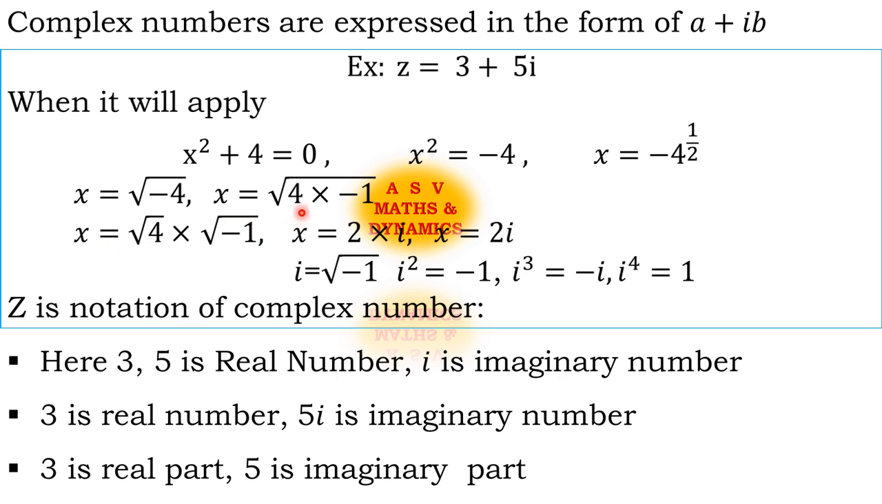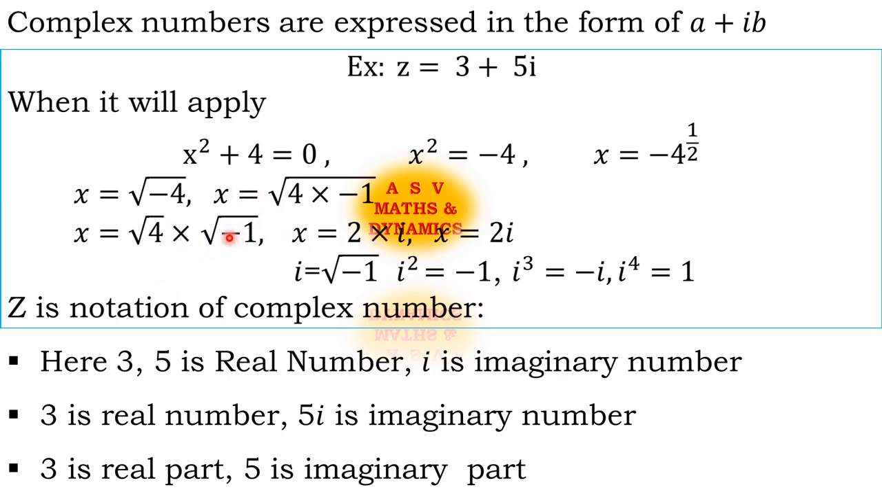So here, in root of 4 into negative 1, how can we split? It is one of the rules: root a cross b, we can split. So now root 4 is separate and root negative 1 is separate. But in root 4 we know the value. This is the square root of 4. It is 2. We put root 1 in its place.